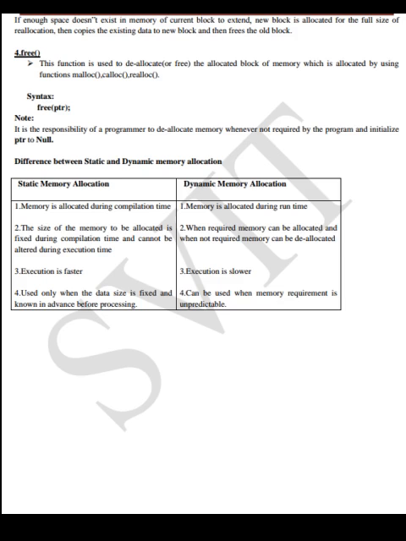Fourth is free. This function is used to deallocate or free the allocated block of memory which is allocated by using functions malloc, calloc and realloc. Syntax is as shown in the figure. Note, it is the responsibility of a programmer to deallocate memory whenever not required by the program and initialize ptr to null. Difference between static and dynamic memory allocation. See the table.